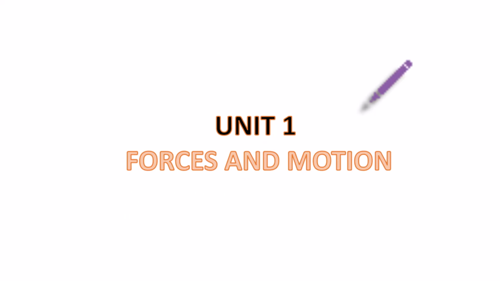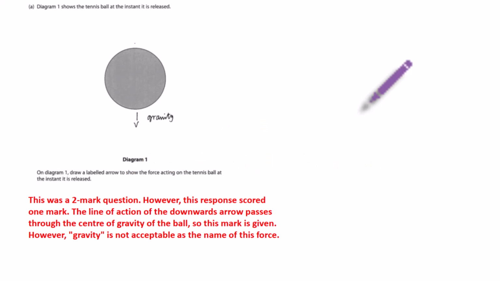So the first unit would be from forces and motion. Let's see. So the question says, diagram 1 shows the tennis ball at the instant it is released. The question says, on diagram 1, draw a labeled arrow to show the forces acting on the tennis ball at the instant it is released. So the only force acting on it is the weight, right?